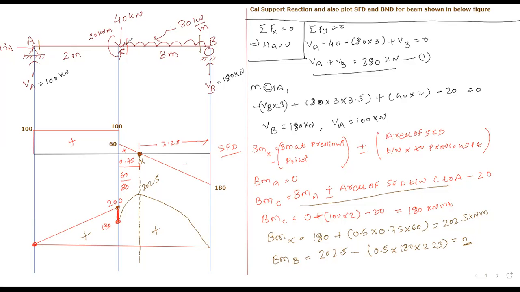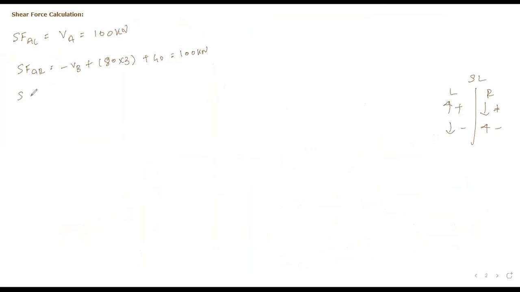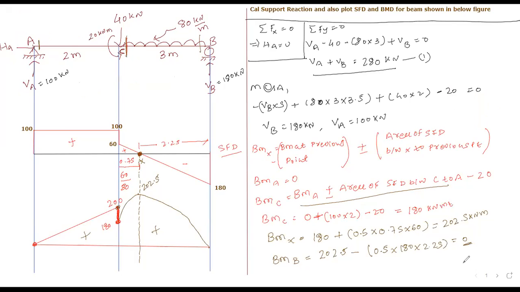Now, from the left side, the shear force at C. From the left side we have two forces only, VA and 40. Again we are not going to consider moment for shear force. So shear force at C just left is plus VA minus 40. So 100 minus 40, you will get 60.